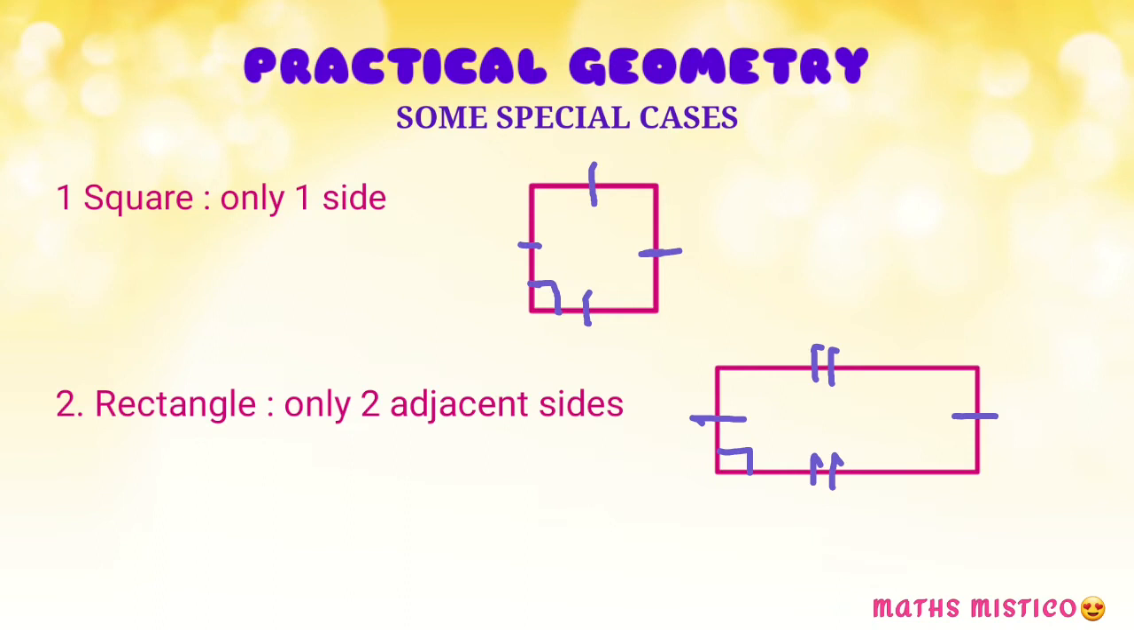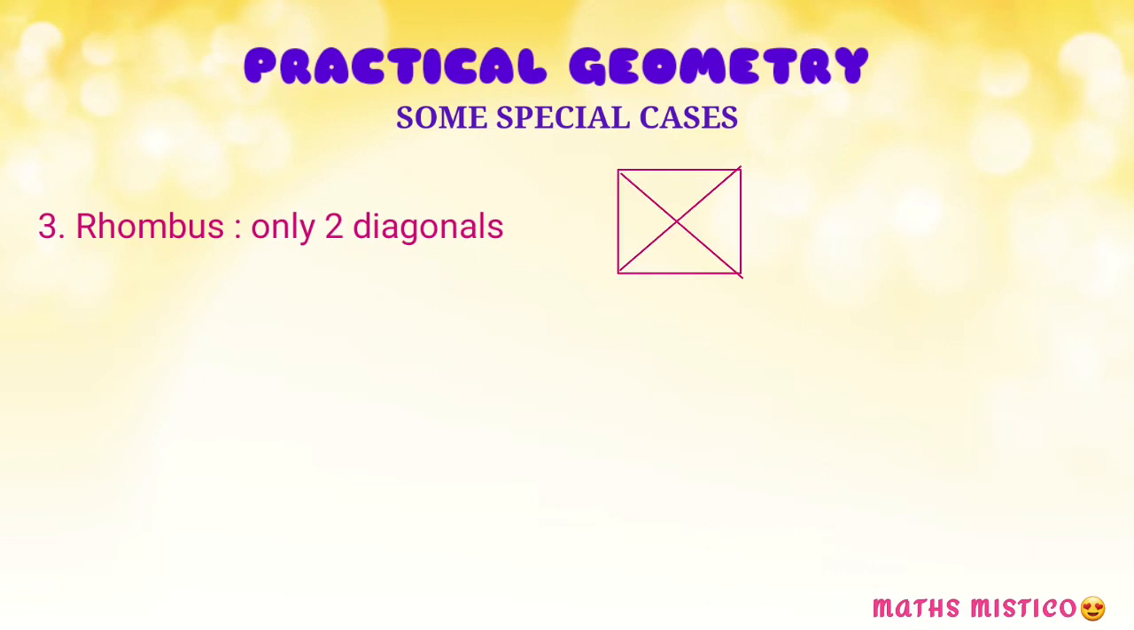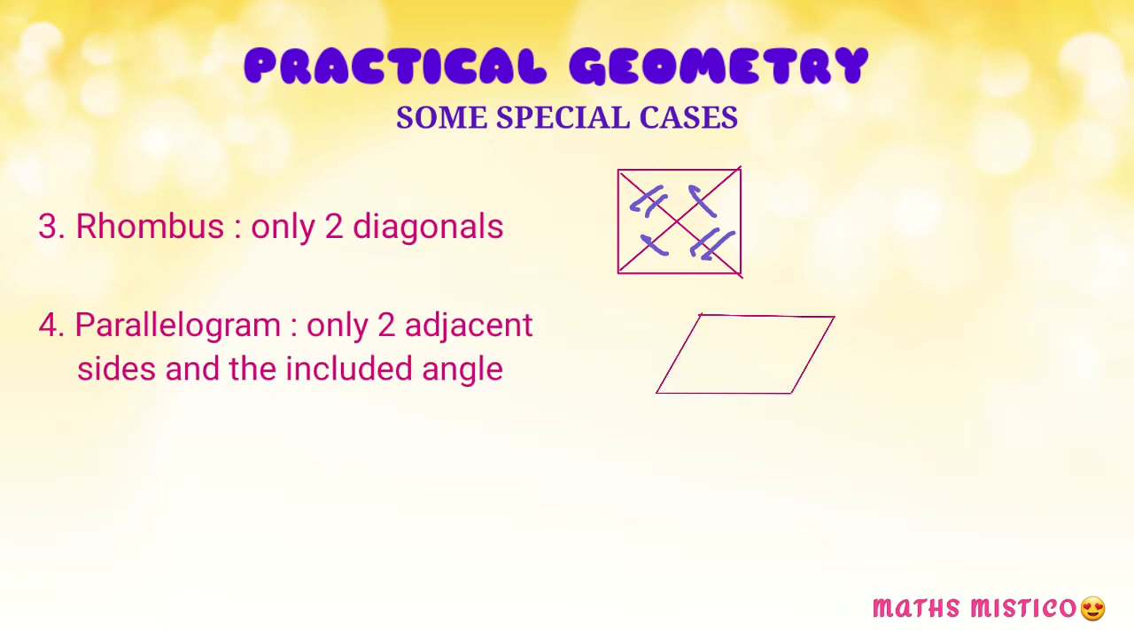In a rectangle, we need only 2 adjacent sides as opposite sides are equal and all the angles are of 90 degrees. In a rhombus, we need only 2 diagonals because we know that diagonals are perpendicular to each other and they also bisect. For a parallelogram or a rhombus, we can also construct if we know 2 adjacent sides and the angle between them.